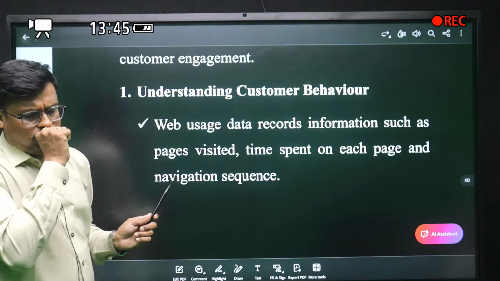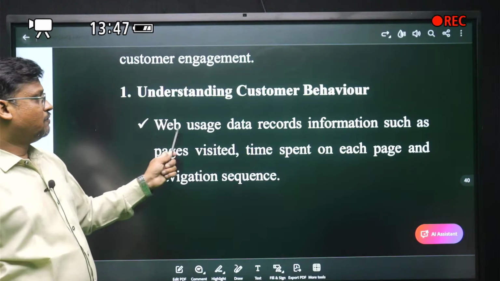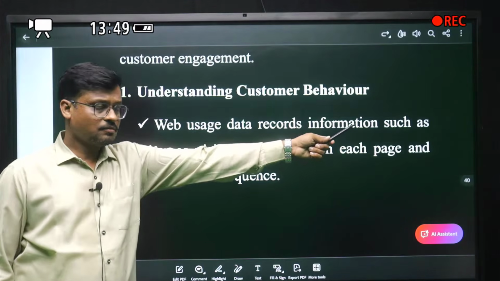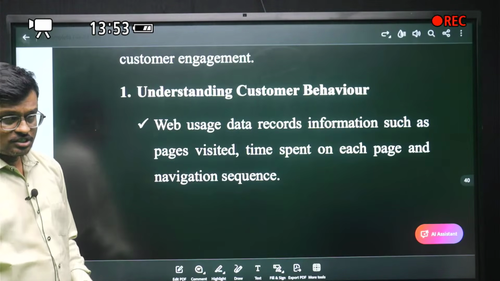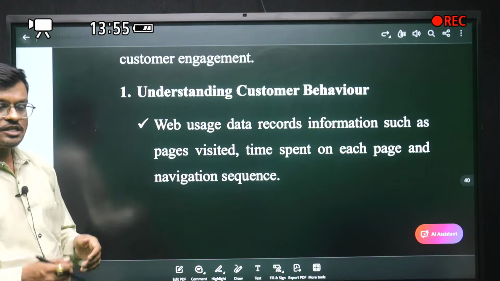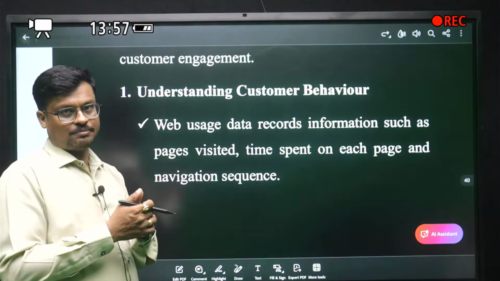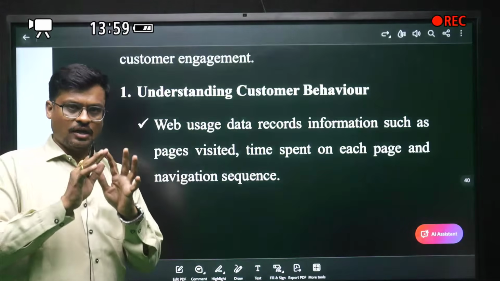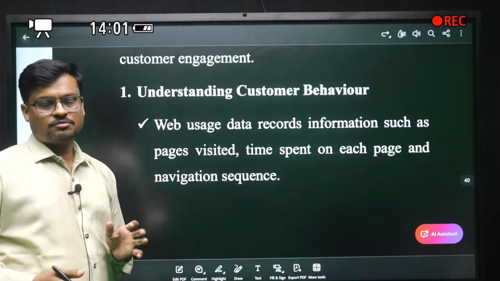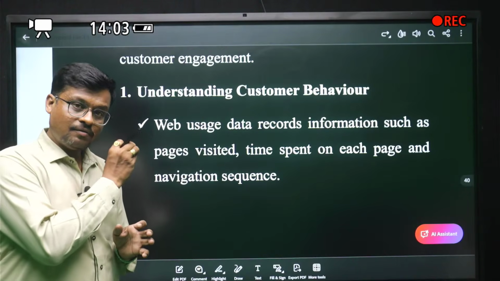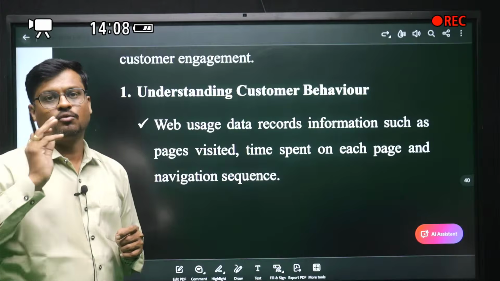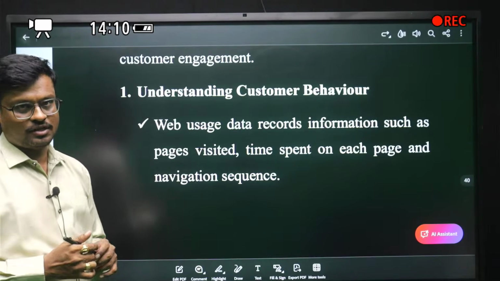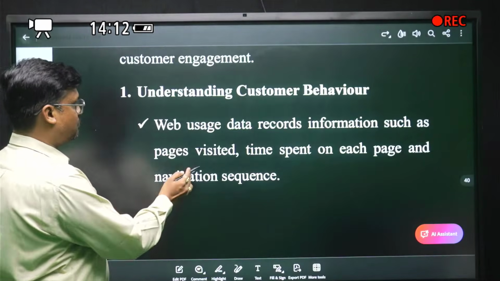You can link your Instagram to this. Web usage data records information such as pages visited most by you, time spent on each page, as well as the navigation sequence, from which page to which page you jumped, right? In a particular website where you have spent more time, I will develop those pages to be very engaging, so that the user will spend more time there and interact very effectively. That is the ideology of it.